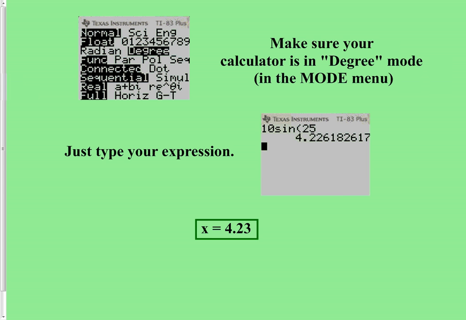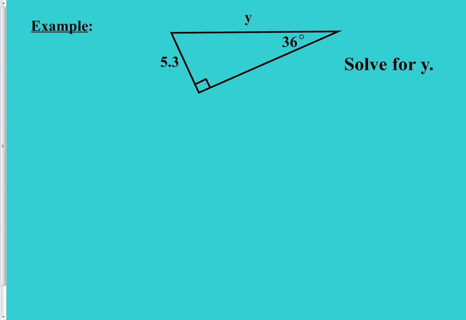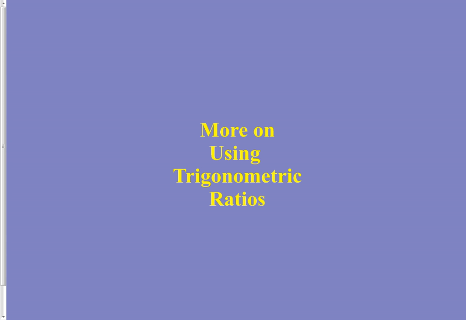The default position of the calculator, every time it's reset or the batteries are changed or anything like that, is going to reset to radians. So you need to make sure it's on degrees before you do sine of your angle measurement or cosine of your angle measurement or tangent of your angle measurement, because it will give you an answer. It just will not be the correct answer. As I said, there were several examples worked out in the notes, and the next day was just more of the same.